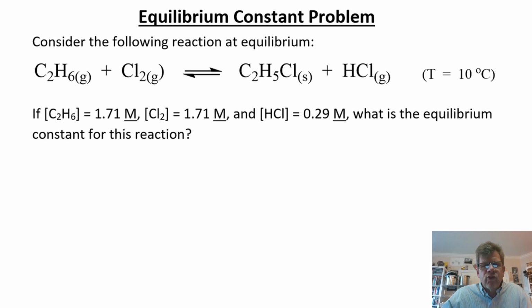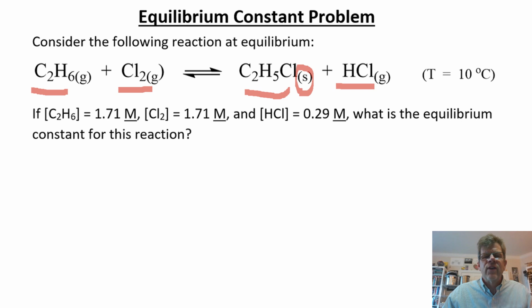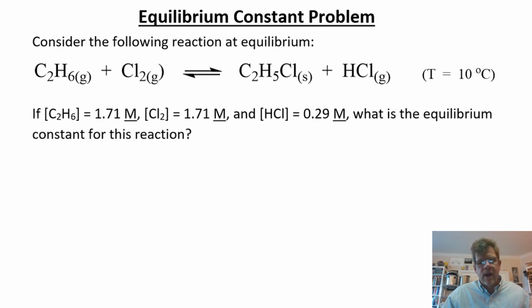If the concentration of C2H6, which is one of our reactants, at equilibrium is 1.71 molar, and chlorine, the other reactant, is also 1.71 molar, and the concentration of HCl in this case is 0.29 molar, what is the equilibrium constant for the reaction? Notice they don't give any information about this product, and the reason why is because it is in the solid state. We ignore that, and we will indeed ignore that in our equilibrium constant problem.